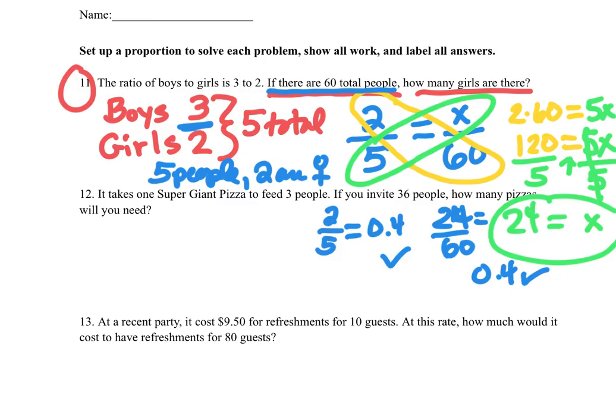If instead of giving us total people, they'd given us a number of boys, then we could have solved that differently. If they had said the ratio of boys to girls is 3 to 2, if there are 60 boys total, how many girls are there? Okay, then we could have used the ratio of boys to girls. But in this case, they're not giving us equivalent information, so we've got to put our thinking caps on.